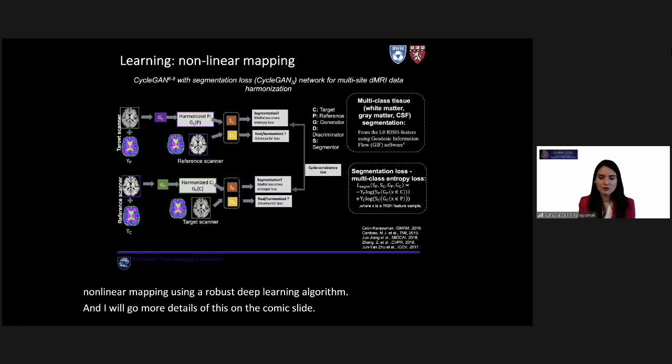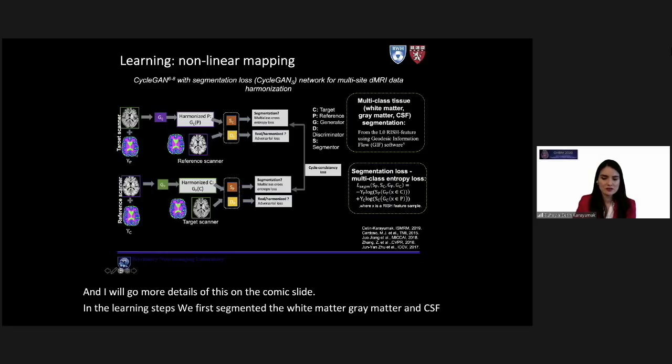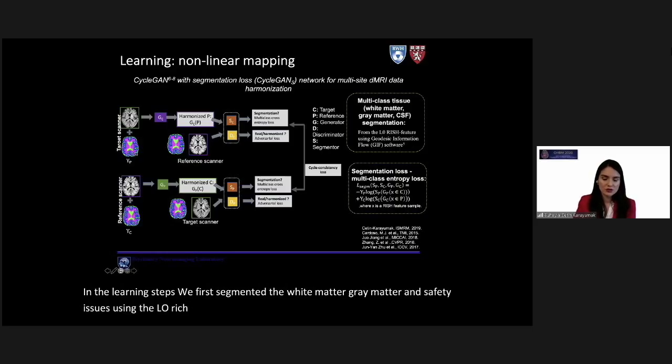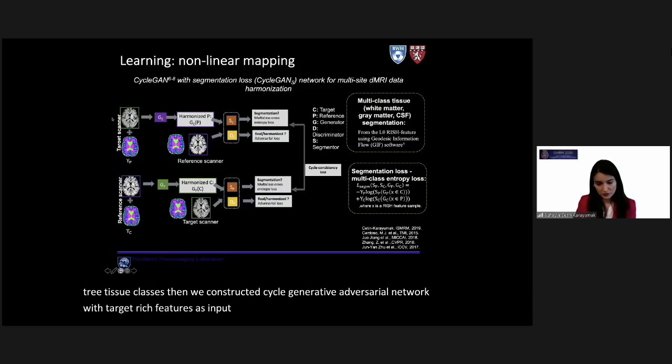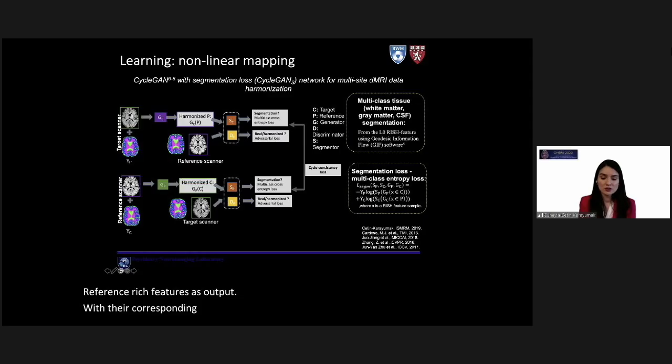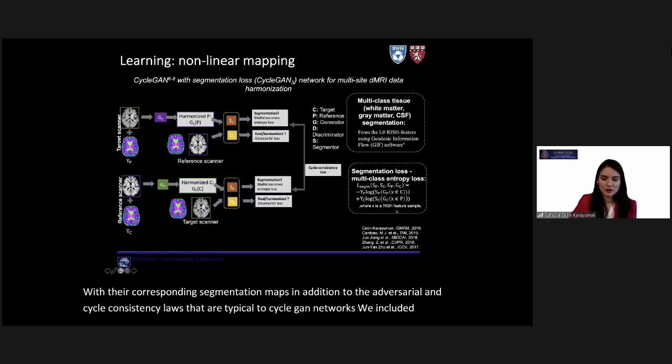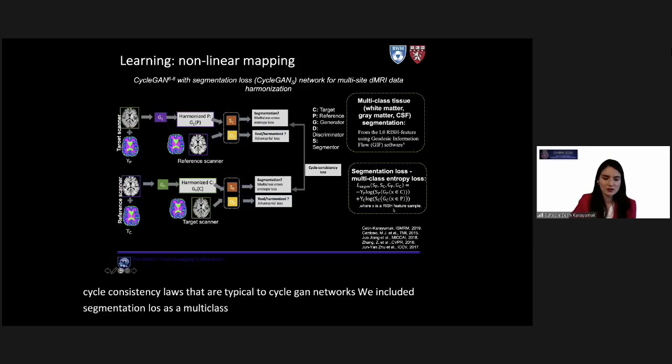In the learning step, we first segmented the white matter, gray matter, and CSF tissues using the L0 RISH feature, since the L0 RISH feature presents the contrast of the three tissue classes. Then we constructed a cycle generative adversarial network with target RISH features as input and reference RISH features as output with their corresponding segmentation maps. In addition to the adversarial and cycle consistency loss that are typical to cycleGAN networks, we included segmentation loss as a multi-class cross-entropy loss to regularize the generators and preserve the variability of the tissues.